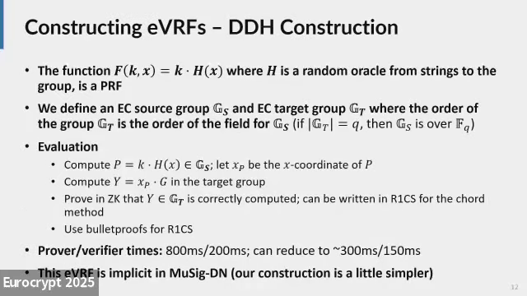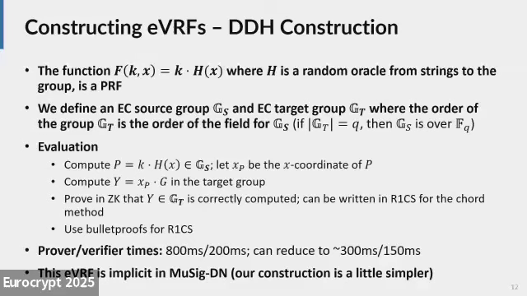Okay, so how do we construct these EVRFs? That's the next challenge, and how efficient is it? We have 2 constructions in the paper. The first is based on DDH. The construction works by using a well-known pseudorandom function, which simply maps the input via random oracle to an elliptic curve point, that's h of x, and then multiplies it by k. By the DDH assumption, this is a pseudorandom function.